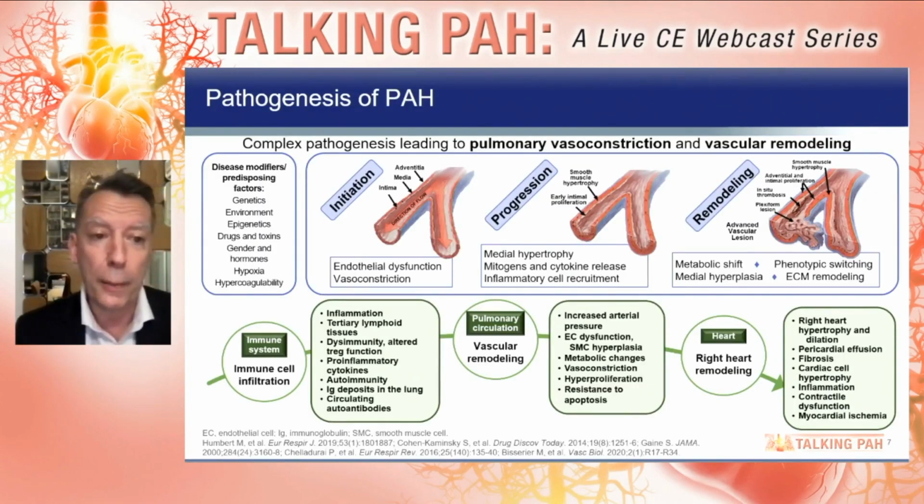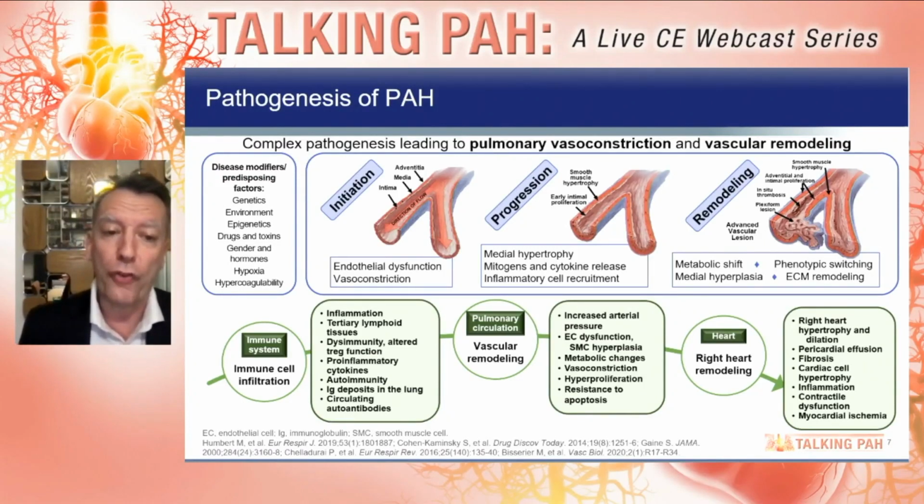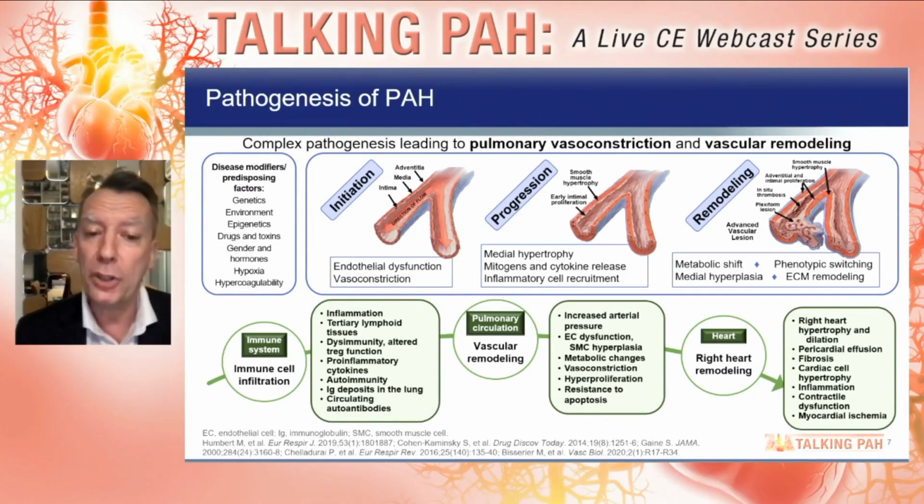Let's start with the pathogenesis of PAH. We all know that pulmonary arterial hypertension has a complex pathophysiology. And there is a series of events from the initial steps where there is endothelial cell dysfunction and certainly some kind of vasoconstriction to more advanced disease. And with the progression of the disease, you have accumulation of cells in the pulmonary artery wall, characterized by medial hypertrophy, local release of cytokines and mitogens, and inflammatory cell recruitment.